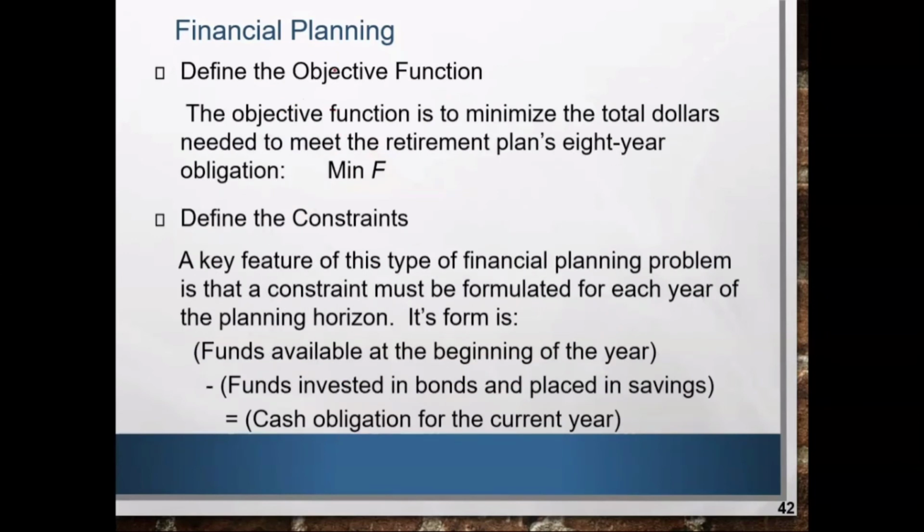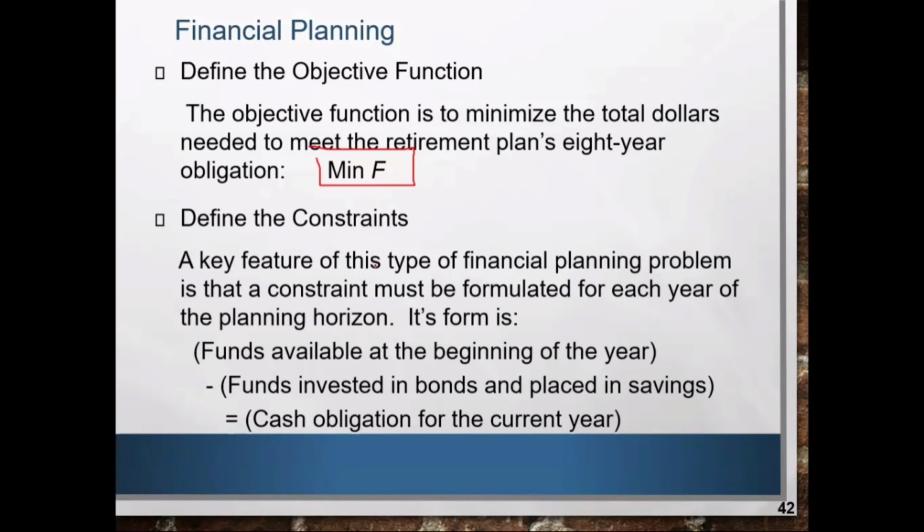So, next we need to define the objective function. The objective function is to minimize the total dollars needed to meet the retirement plan's 8-year obligation. So, we have the minimization of funds. This is our objective function. Next we need to define the constraints.